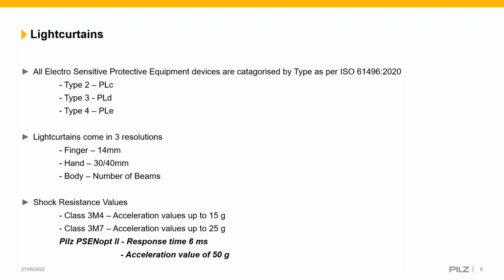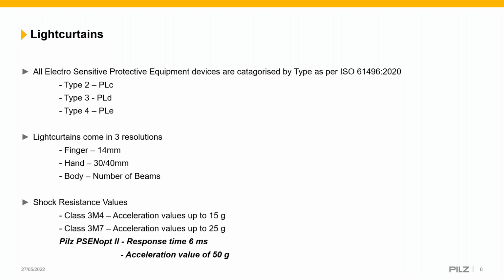There's also guidance given on shock resistance values within 61496, and there's 2 classes detailed here. Class 3 M4 means they will withstand acceleration values of up to 15 G, and class 3 M7 acceleration values of up to 25 G.